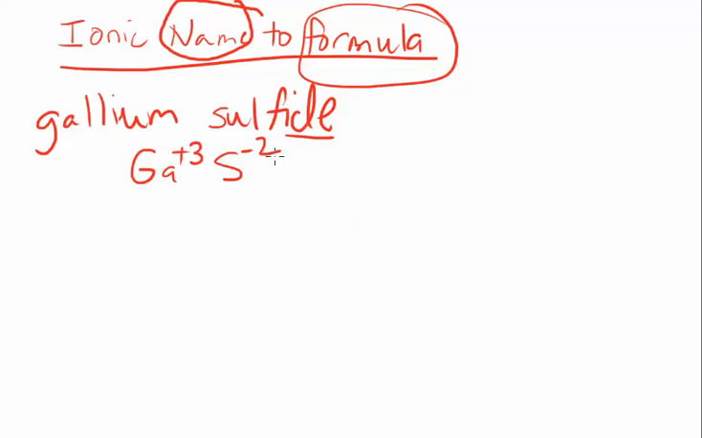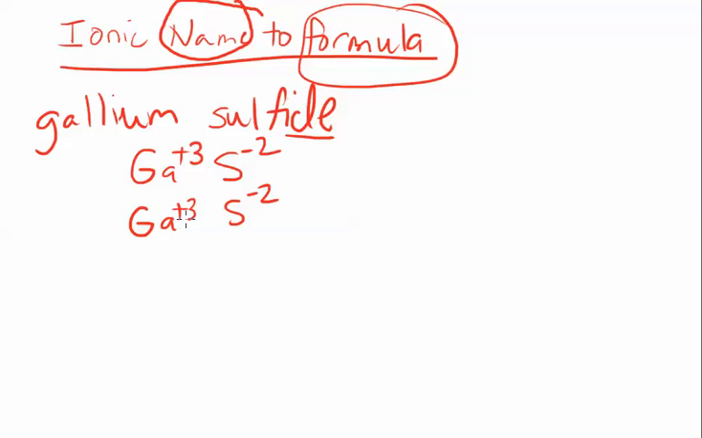Now, there are a couple different ways you can think about this. The charges have to add up to 0. So 3 minus 2 is plus 1. We have more positive than negative, so we're going to need another negative ion. Let's add another sulfide. Now we have -4 and plus 3. 3 minus 4 is -1. That's not 0. Now we have more negative than positive.